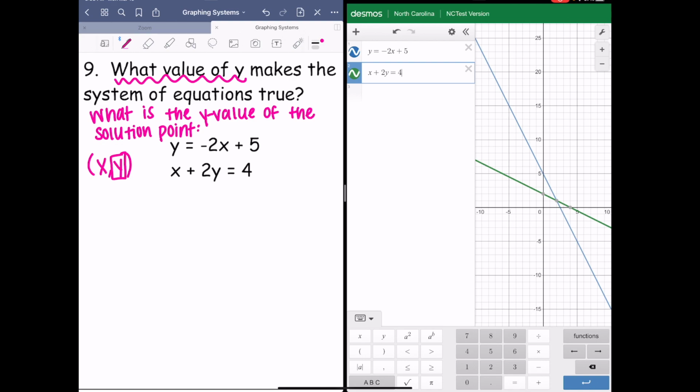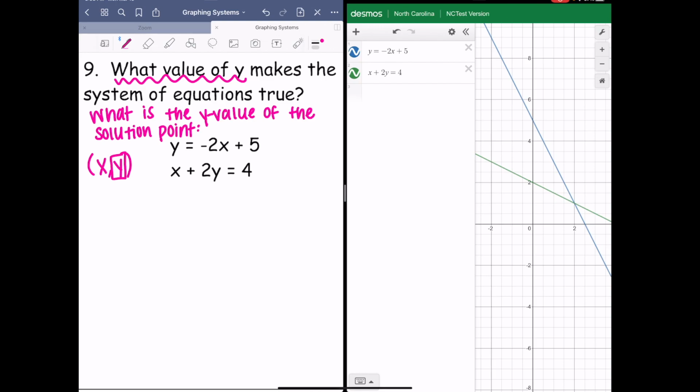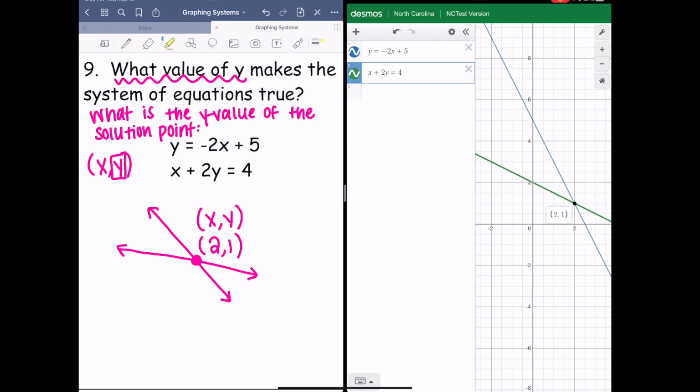All right, so we're not looking for a y-intercept. So notice that you see some little gray dots come up when you graph those. We're not looking for a y-intercept. We're not looking for where the lines cross the y-axis. We're looking for where do these lines cross one another and what is that y value. Okay. And they cross at the point 2, 1. So this is the solution. If this is an x, y point, we are looking for the y value, which is 1. So the y value 1 is what makes these two statements true.